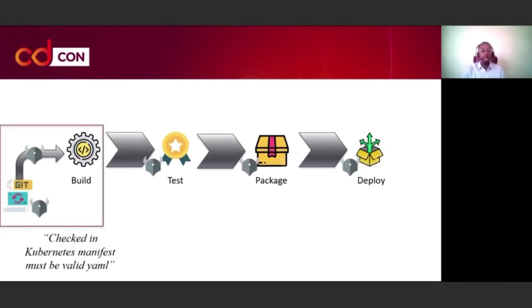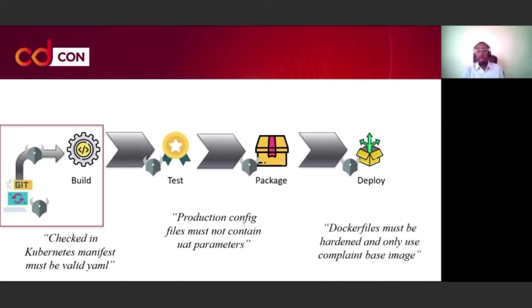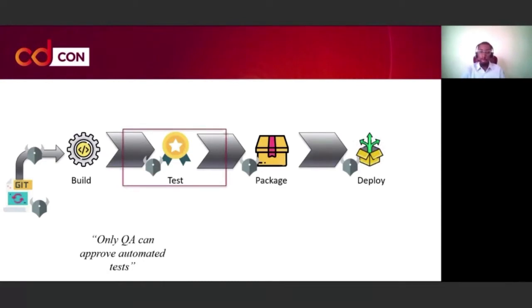In commits and builds, you could have a policy like: all checked in Kubernetes manifests must be valid YAML. Production configurations must not contain UAT parameters. Dockerfiles must be hardened and only use compliant base images. In the tests phase of the pipeline, only QEs can approve automated tests. All scans that score below 80% must be manually approved.